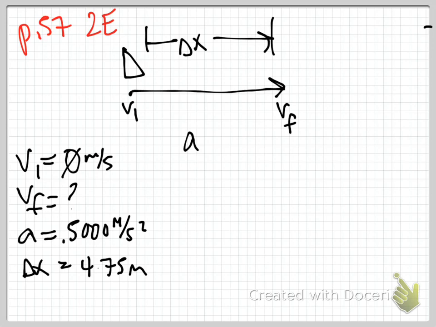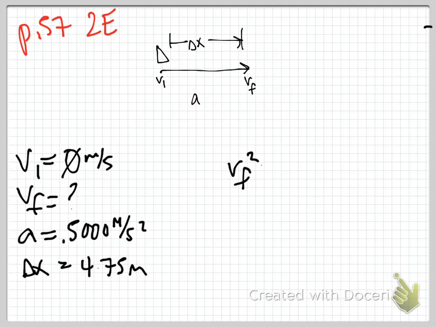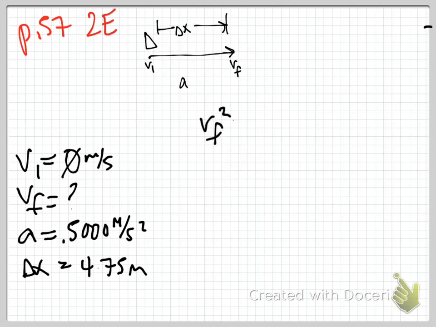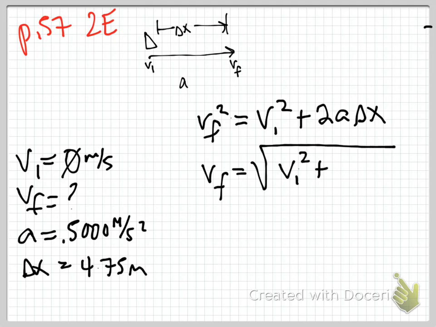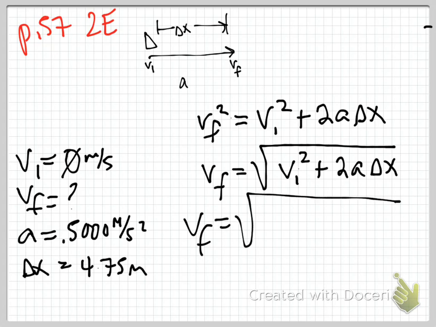Okay, the equation that we just derived, vf squared equals vi squared plus 2a delta x. That we don't even have to rearrange. All we have to do is take a square root. So vf equals the square root of vi squared plus 2a delta x. Okay, this one's pretty plug and play. Well, vi squared is 0, so really what we're doing is the square root of 2a delta x.